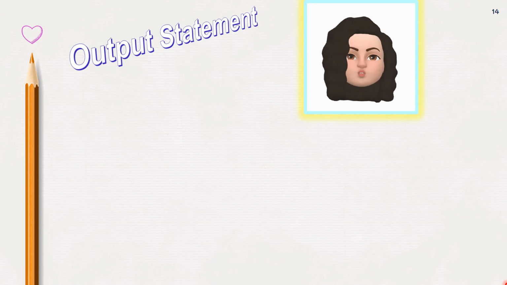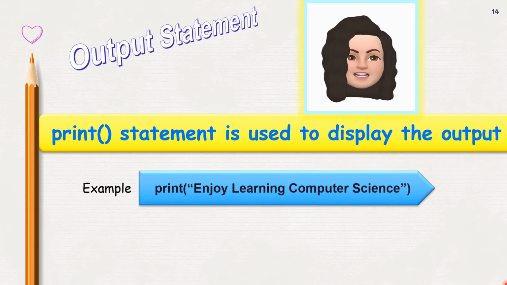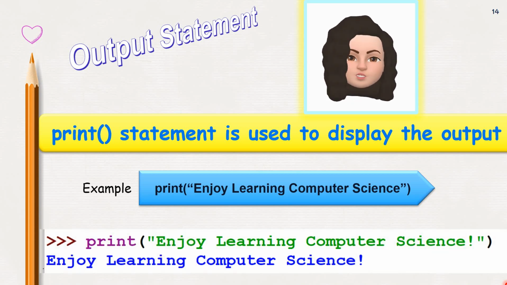Output statement. So the print statement is used to display the output. Okay, so which is the output statement? It is the print statement. So how to use this print statement? Look at the example. Print: enjoy learning computer science is the message that should be given within quotes, and that has to be given within parentheses also. So print within double quotes enjoy learning computer science, and when this statement is executed, whatever you have given within double quotes will be displayed as it is.